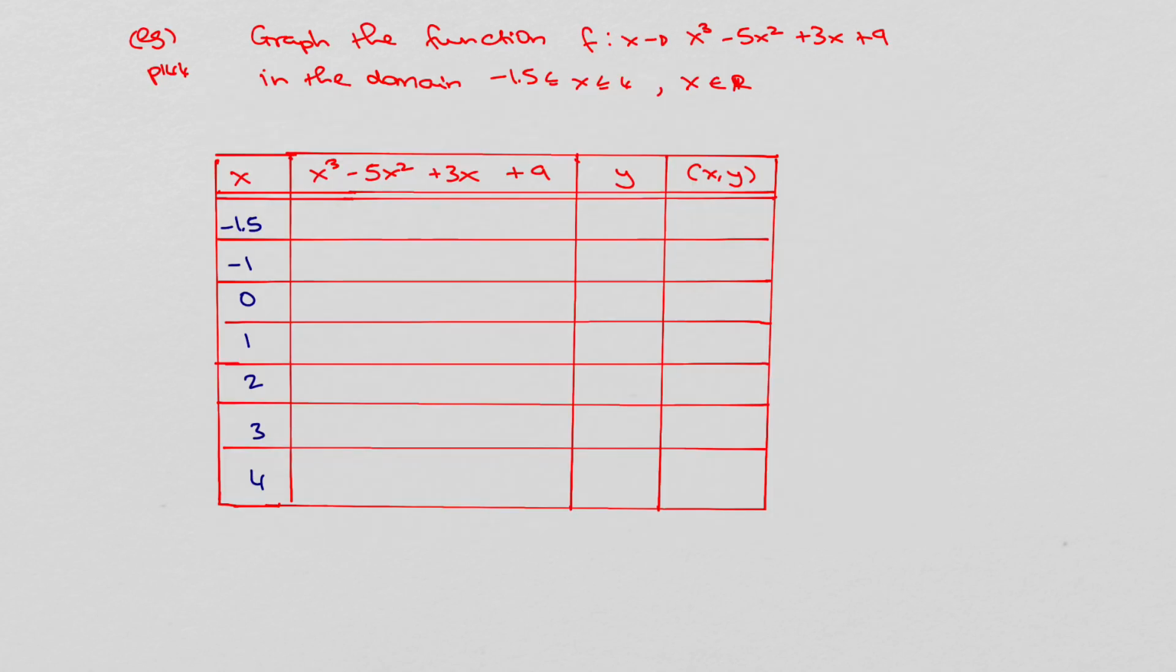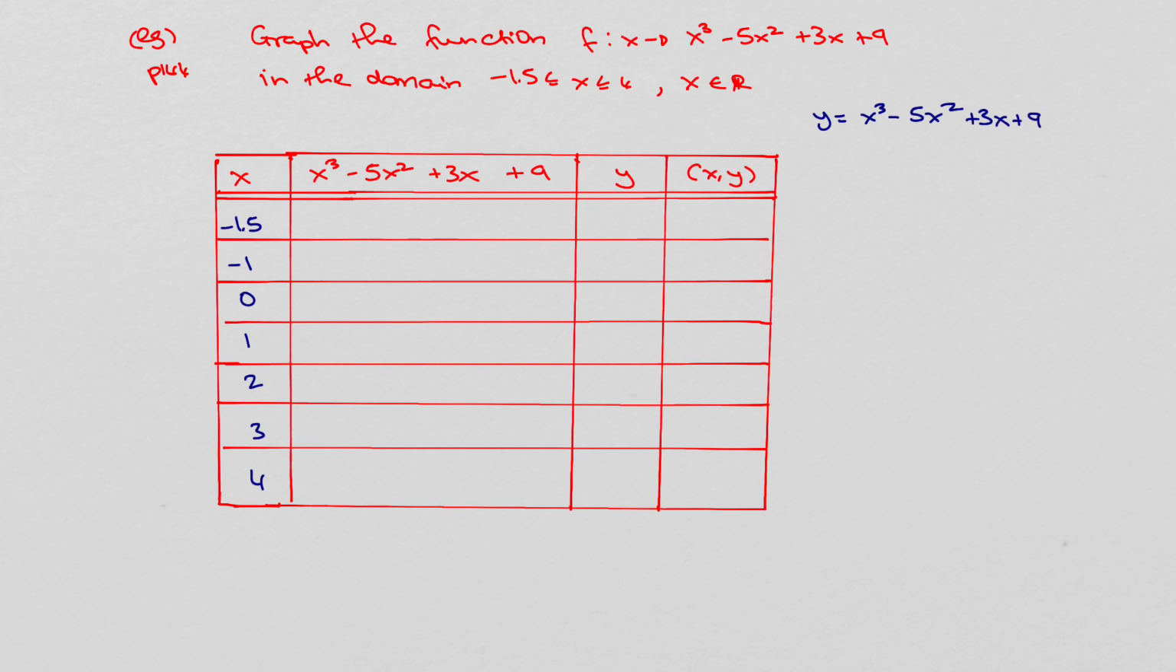So let's look at sketching an example of a cubic function. This is the example on page 144 in your textbooks, where we're asked to sketch the mapping of x being mapped onto x cubed minus 5x squared plus 3x plus 9 in the domain of minus 1.5 to 4, where x is an element of the real numbers. So in other words, what we're really drawing is the function y equals x cubed minus 5x squared plus 3x plus 9.